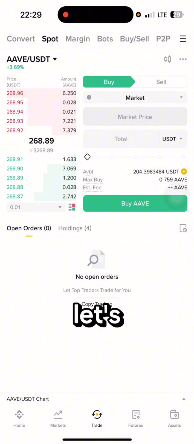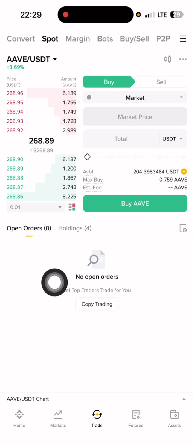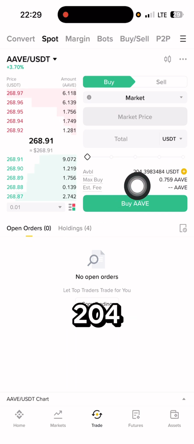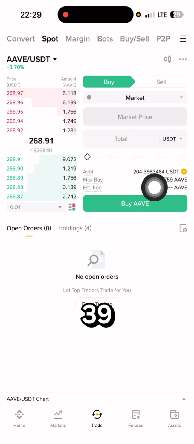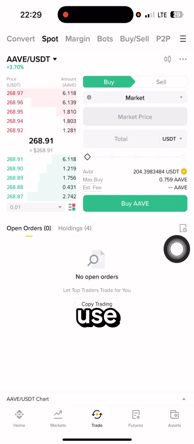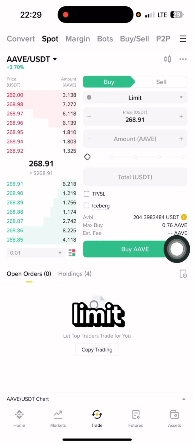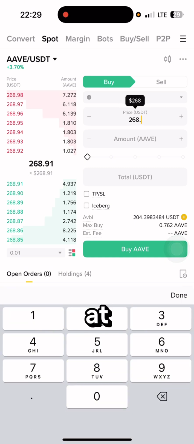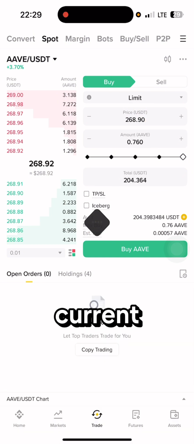So let's see how we can do this and retain a little profit. The first step is to take note of our initial collateral. We have about 204.39. Let's use limit. We are using limit to buy this coin. Let's place our buy limit at 268.90, very close to the current value.